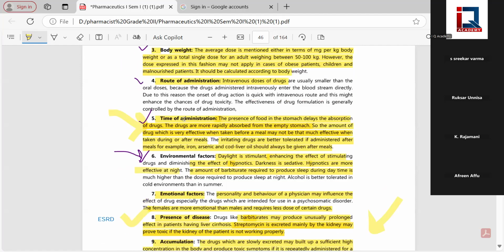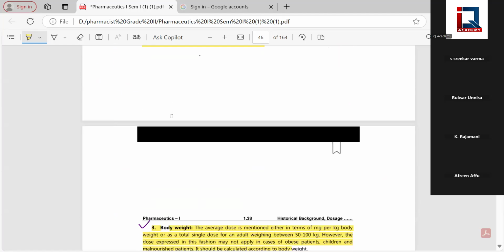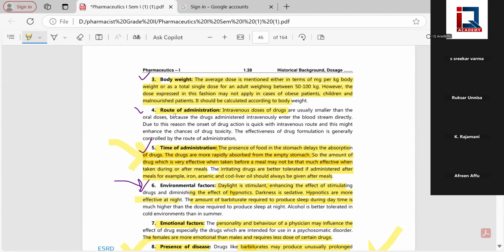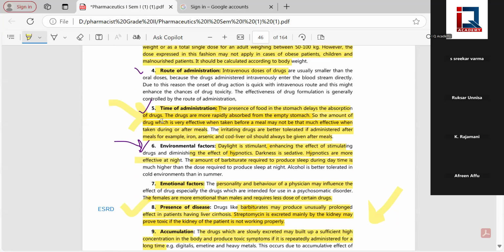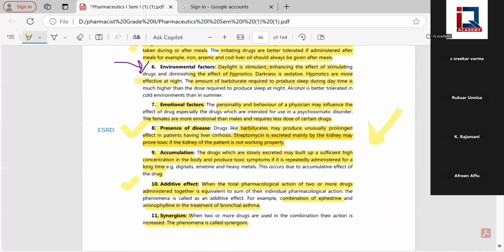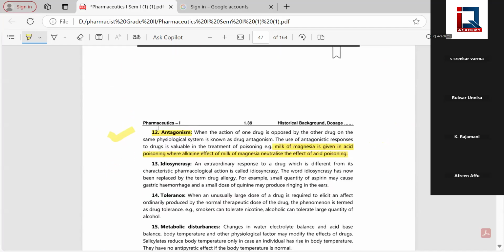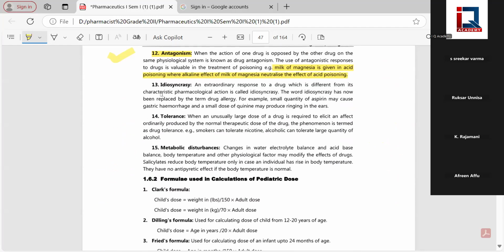So our dose, how much dose should be given. Posology will be affected by age, gender, body weight, route of administration, time of administration, environmental factors, emotional factors, presence of disease, accumulation of the drug, additive effect, synergistic effect, antagonistic effect. Now, very, very important factors: tachyphylaxis and idiosyncrasy. These two are very important factors which will affect the dosage.